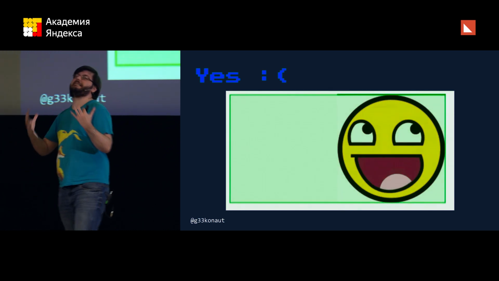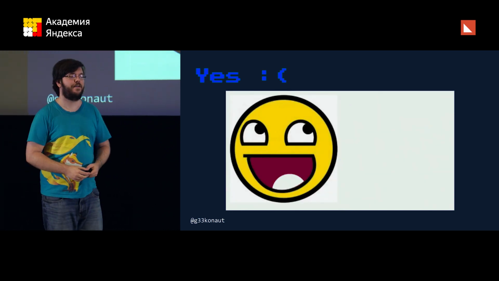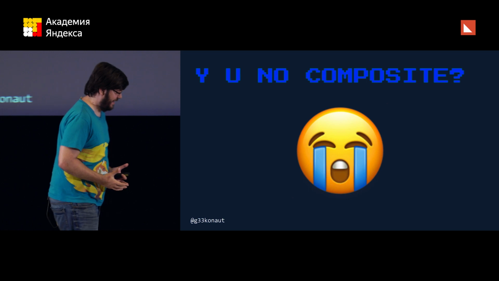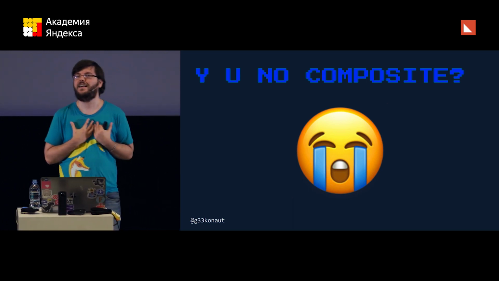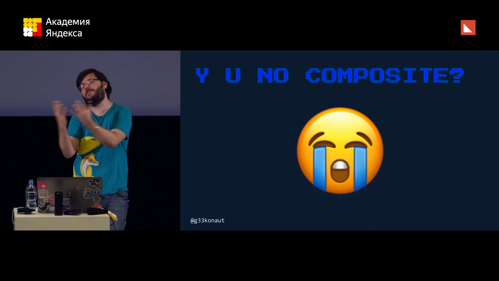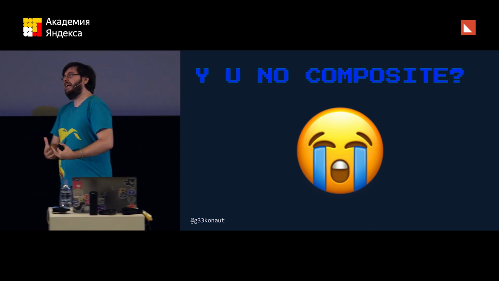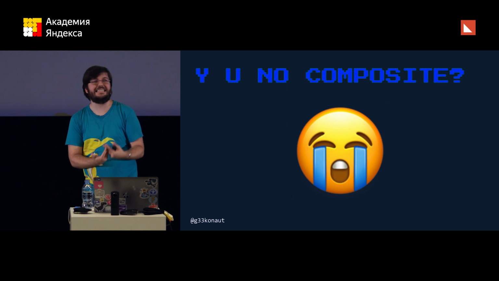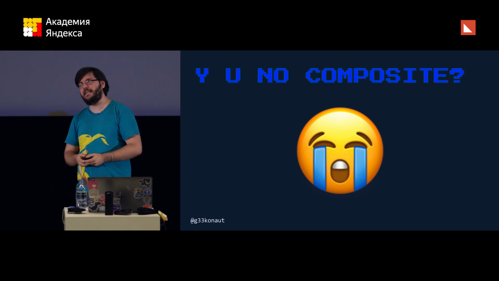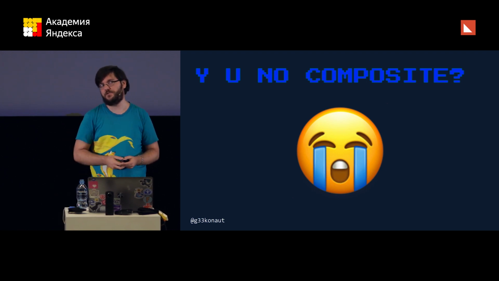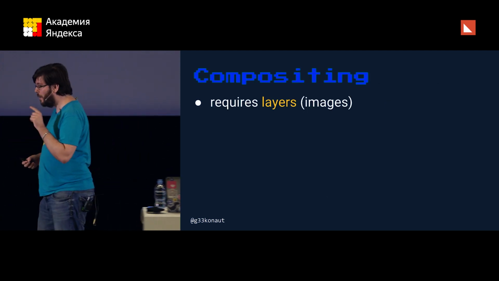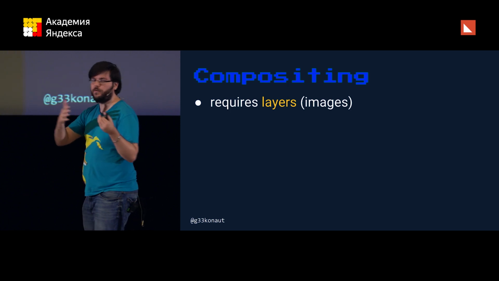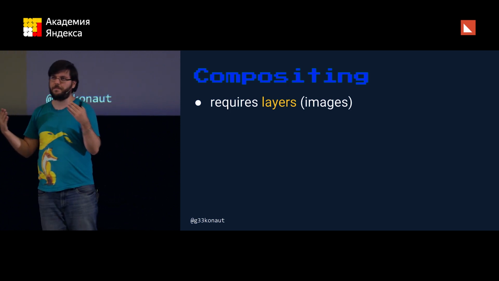No, it paints. But why? Why, Martin? Why do you lie to us? You said moving things around with the translation is hardware accelerated, and now it isn't. Well, the reason behind it is that I don't tell you the full truth just yet, but I'm going to. So remember, compositing is about images, or in the browser lingo, layers being combined.